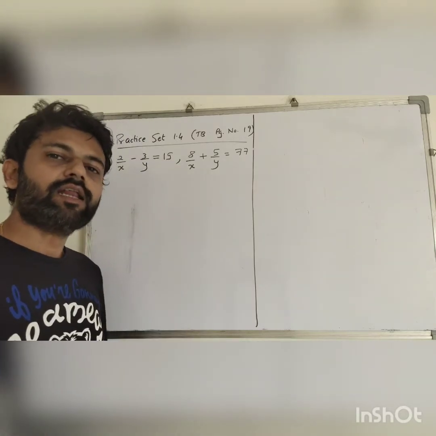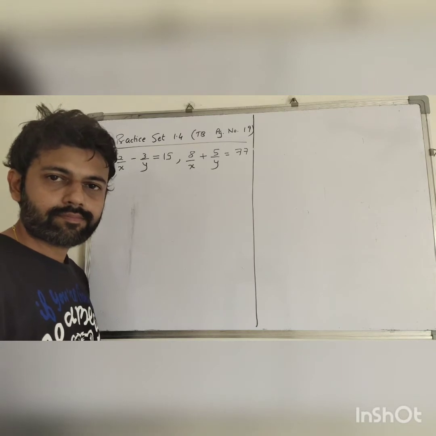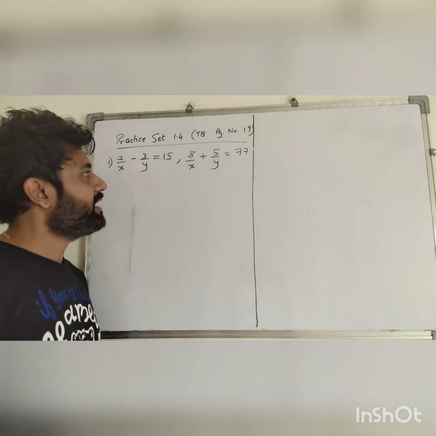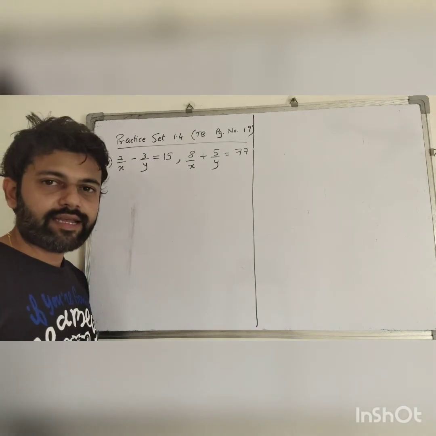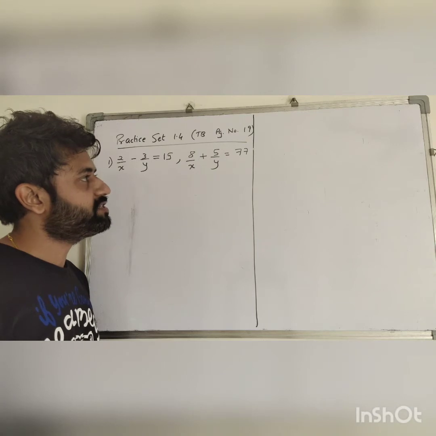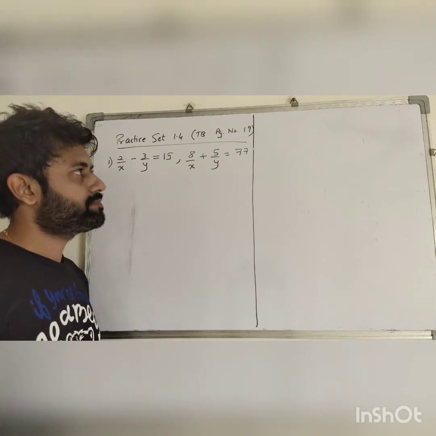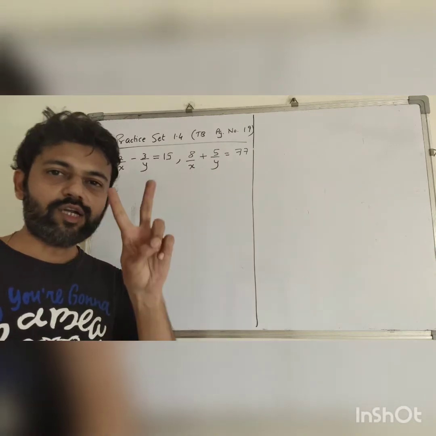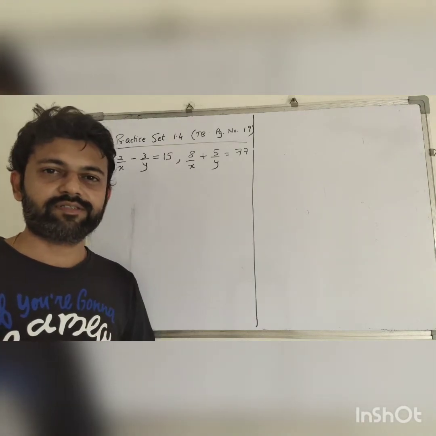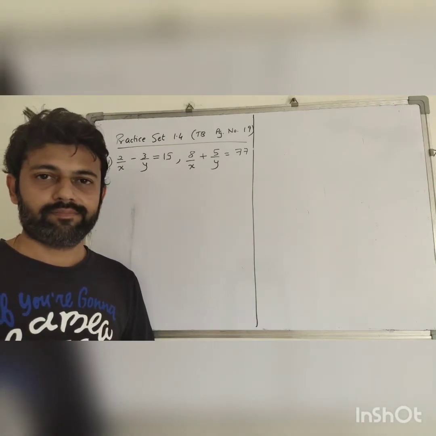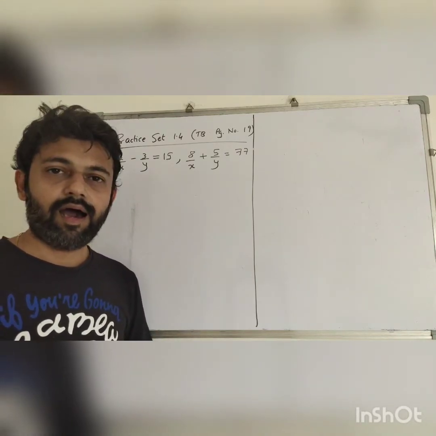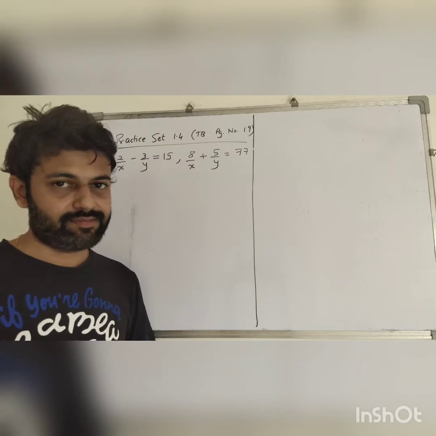Two equations are written on the board. 2 upon x minus 3 upon y is equal to 15, and the second equation is 8 upon x plus 5 upon y is equal to 77. These are two equations involving two variables, but these both equations are not linear.